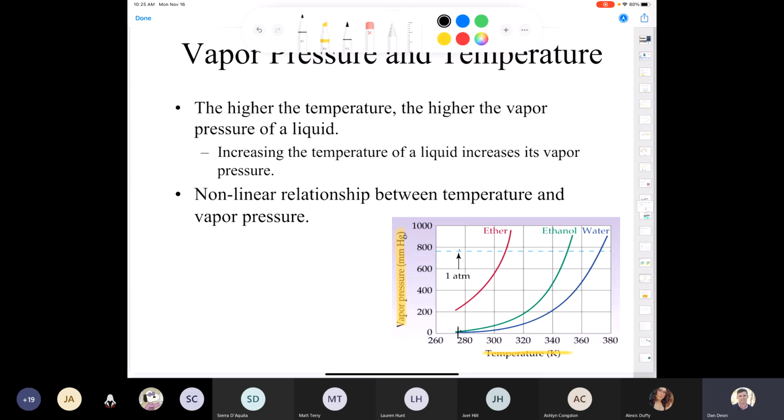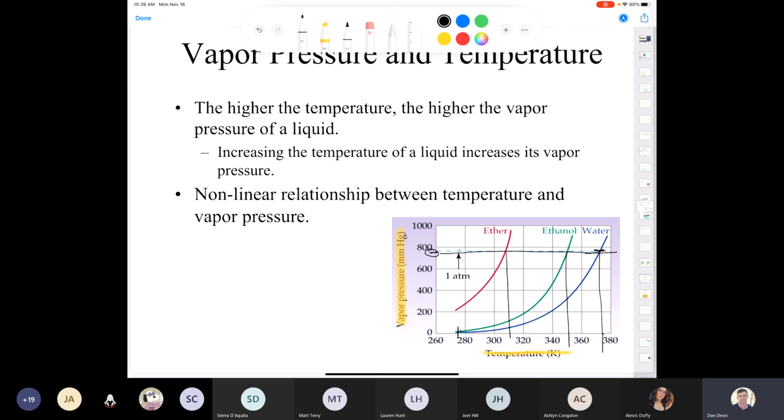Okay, but once we get up to around what? 1 atmosphere and 373 Kelvin, okay, then we reach the boiling point of water. So this is the boiling point of water. And you can see that it's got a much higher vapor pressure. Okay, it's going to have a pressure of around 760 millimeters of mercury. So if this is 1 atmosphere here, this line is 1 atmosphere. You can see the boiling point of ether is here, the boiling point of ethanol is here, and the boiling point of water is here. So we can find the boiling points of all of these.